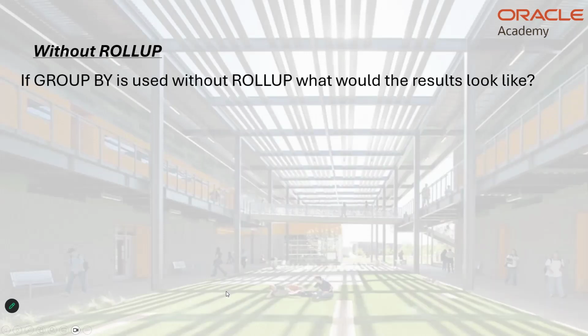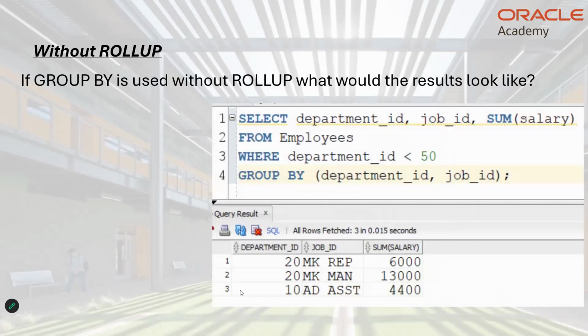All right. So without roll-up, basically, we just have our regular 3 columns here because we just have our department and the employees in the department. So this is what the result would look like.